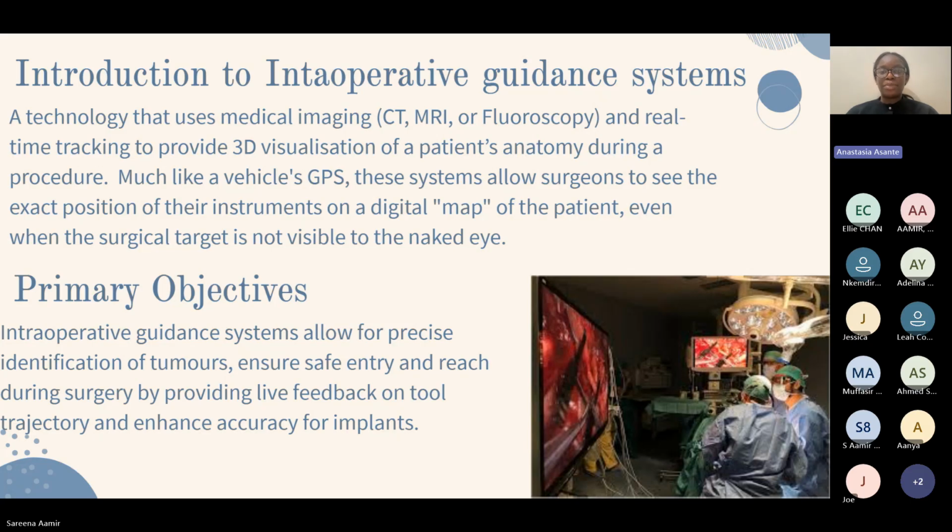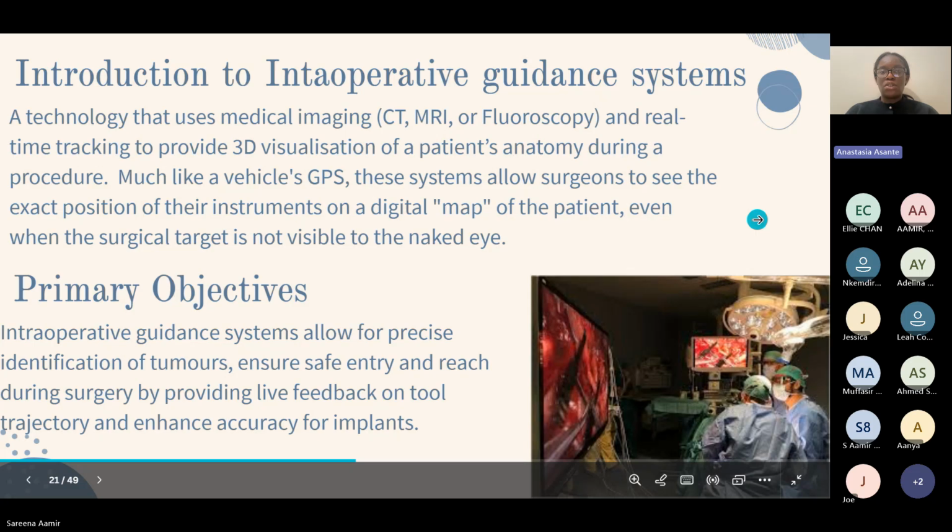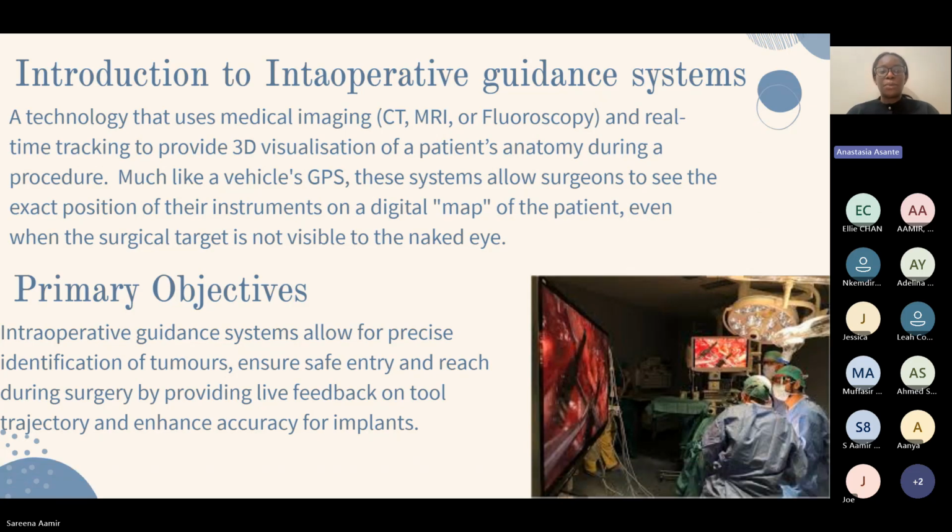and it allows surgeons to see the exact position of their instruments on a digital map of the patient, even when the surgical target is not visible. As you can see in the image below, there are two screens and the surgeons are all looking at the screen. That's an example of what intraoperative guidance systems are. Essentially, it allows for precision and identification of tumors. It also ensures there's a safe entry and reach of different parts of the brain during surgery by providing live feedback on the tool's trajectory, and it enhances accuracy for implants.